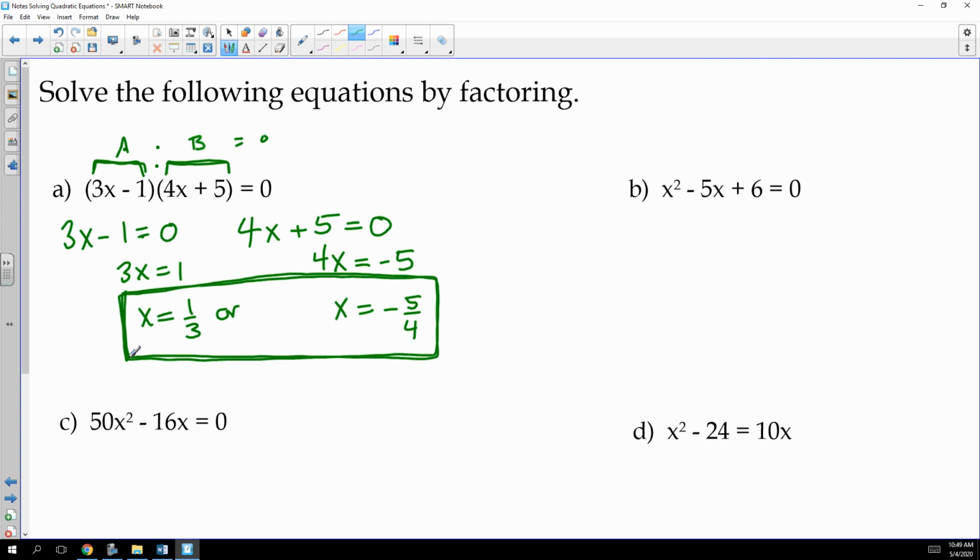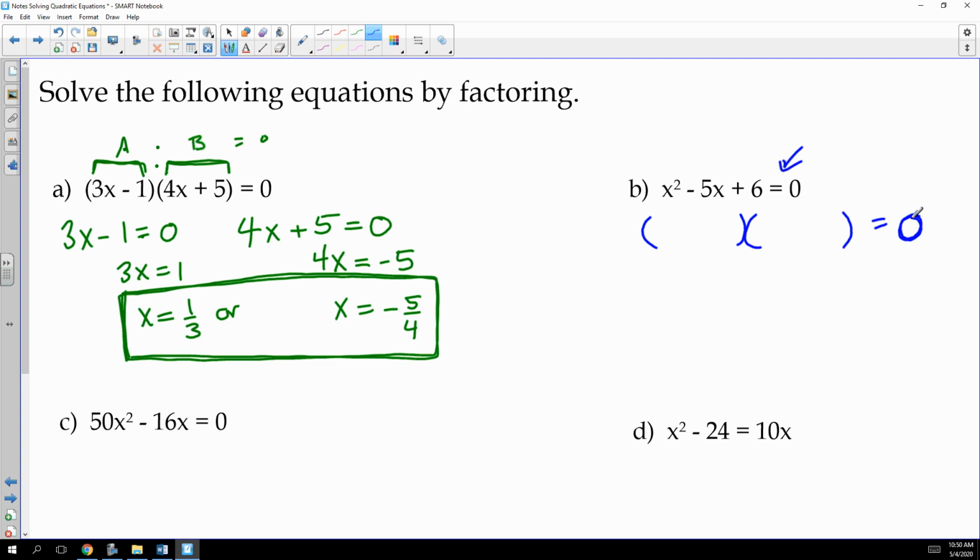Let's take a look at problem B. x squared minus 5x plus 6 equals 0. Notice that it's already set equal to 0, so that's a critical first step that's already been taken care of. So we're just going to try to factor x squared minus 5x plus 6. And if you've forgotten a lot about factoring, you just need to let me know so that we can review that a little bit and talk about doing some factoring problems to help you along.